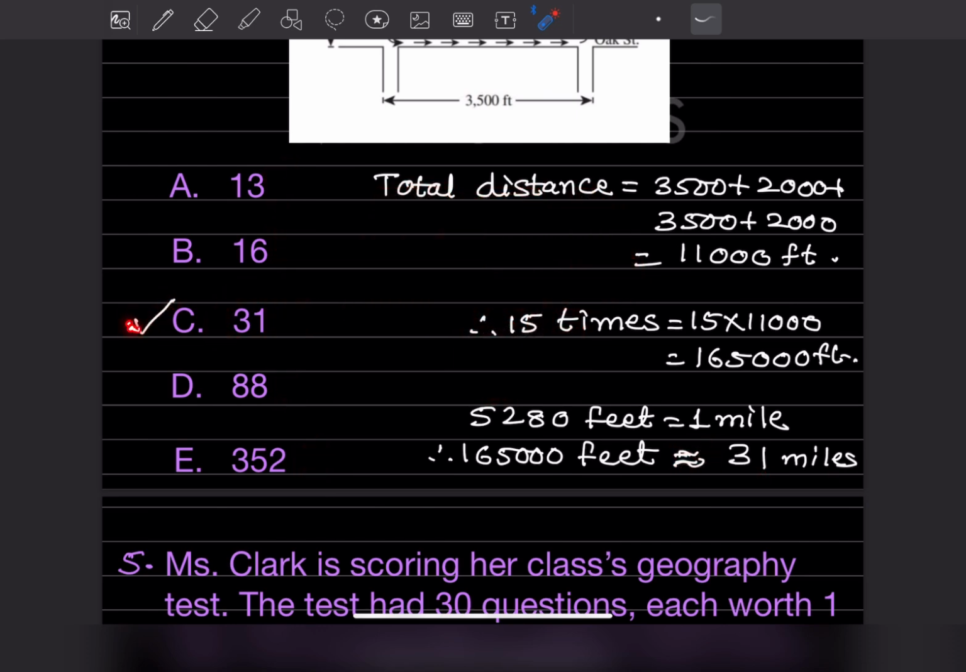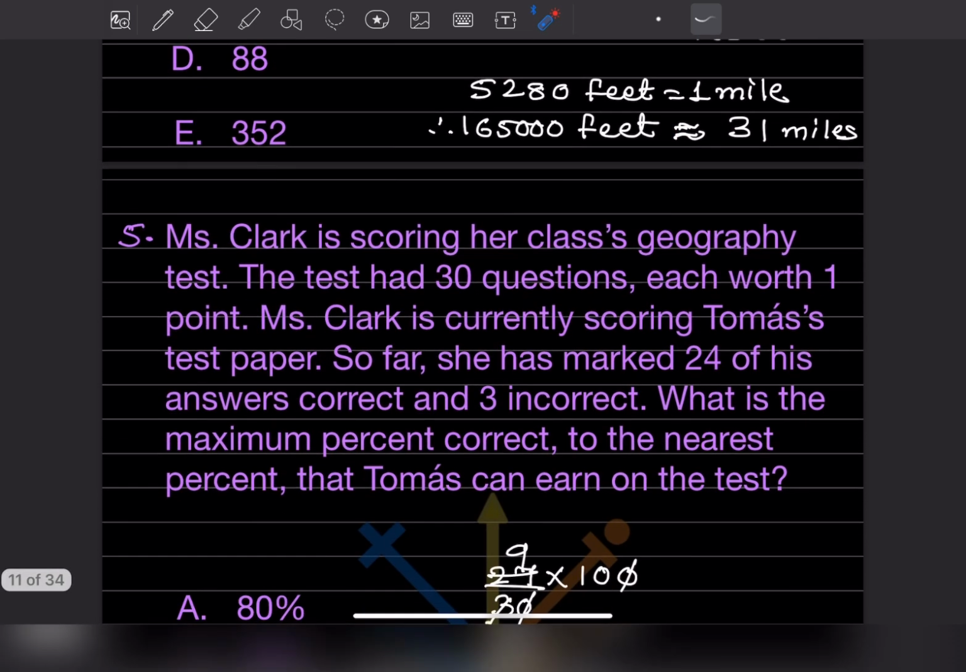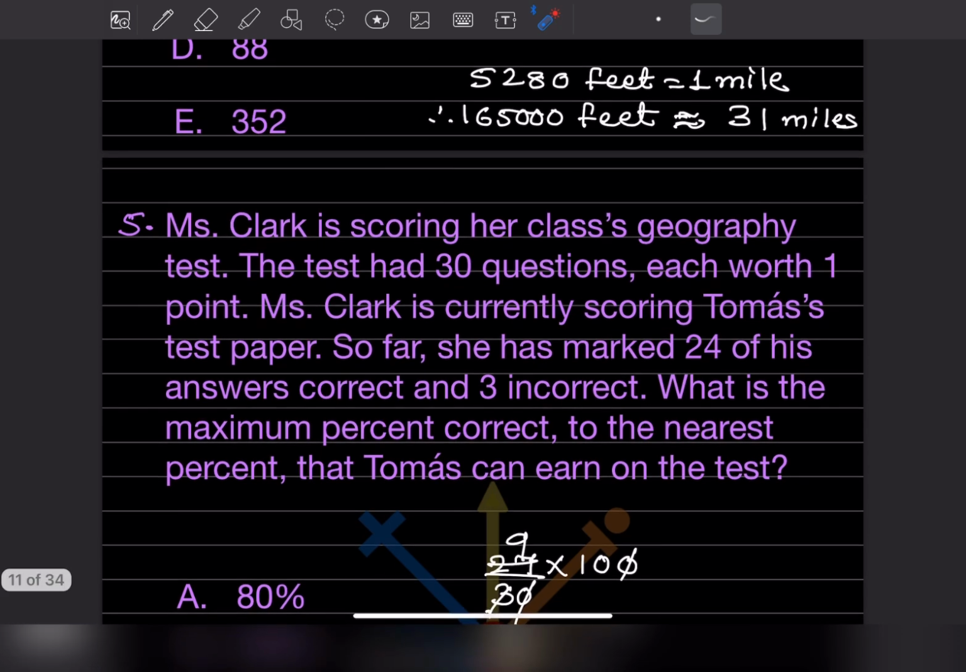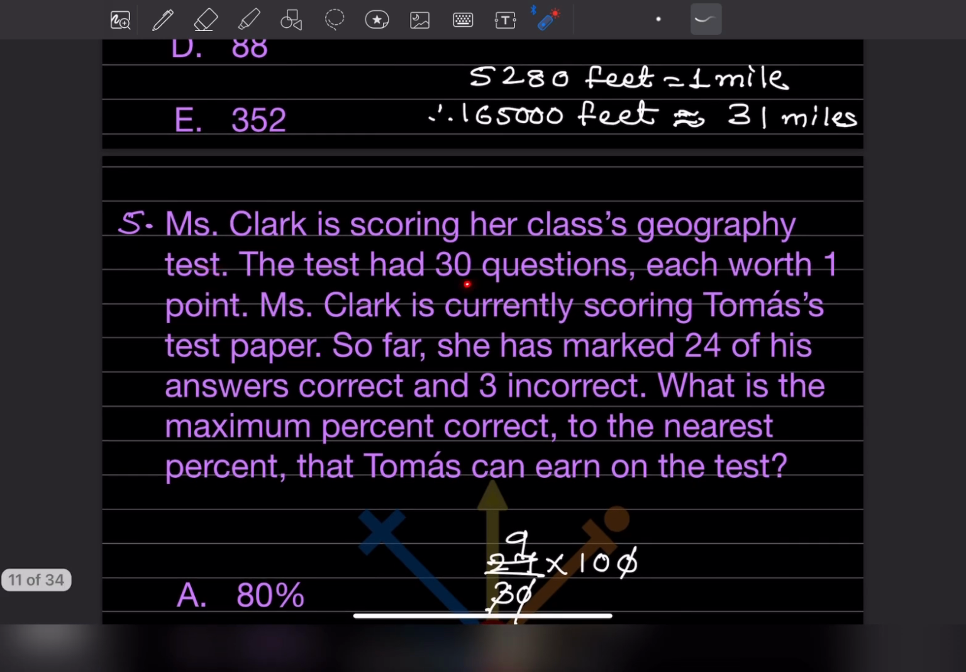So the option C. Miss Clark is scoring her class geography test. The test had 30 questions, each worth 1 mark. Miss Clark is currently scoring Thomas' test paper. So far, she has marked 24 of his answers correct and 3 are incorrect. What is the maximum percent correct to the nearest percent that Thomas can earn on the test?